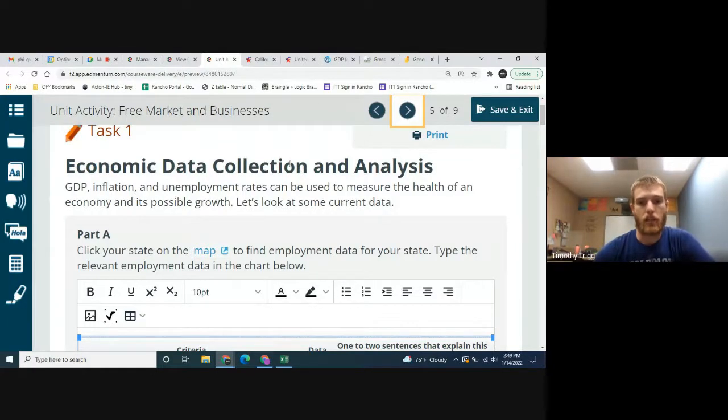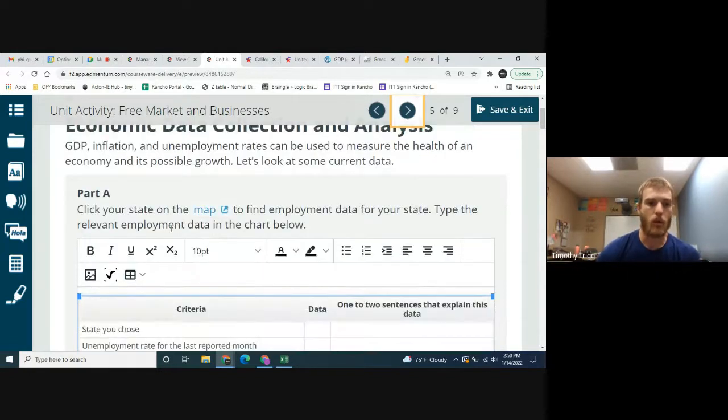Economic data collection and analysis. So GDP, inflation, and unemployment rates can be used to measure the health of an economy and its possible growth. Let's look at some current data. So click your state on the map.